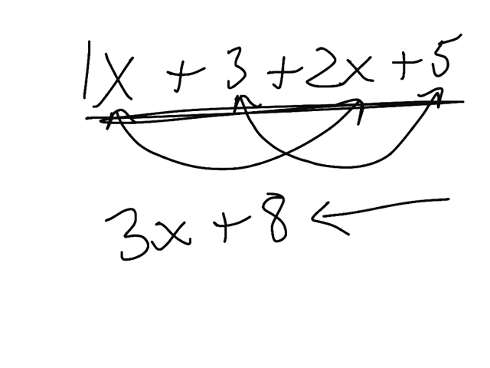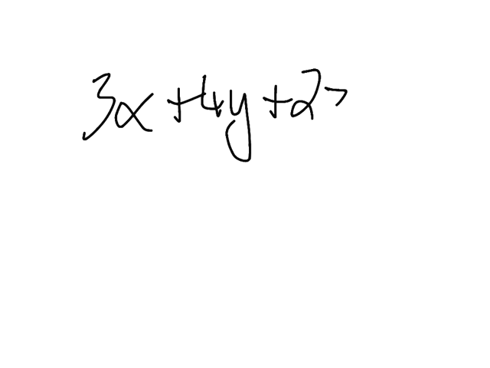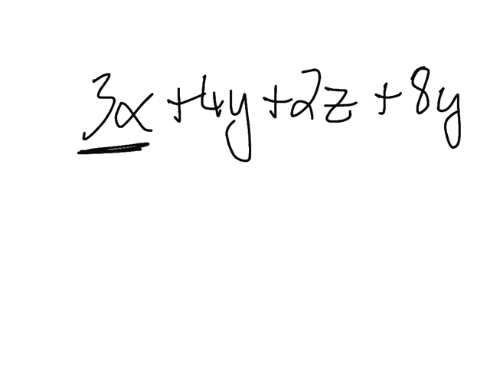Well, like terms applies to any kind of variables. So if I have like a 3x plus 4y plus 2z plus 8y, then can I combine this 3x with anything? No, this is 4y, that's 2z, and that's 8y. So the 3x stands alone. I usually cross them out as I'm doing them so I can keep track.